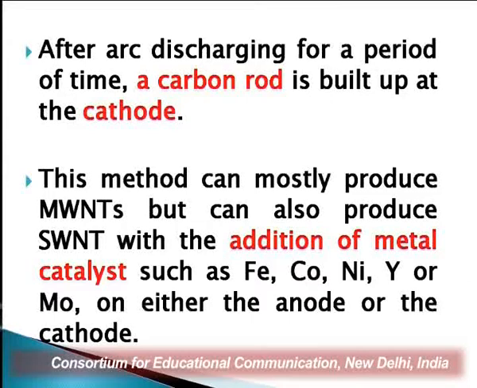This method can mostly produce MWNT, multi-wall carbon nanotubes, but for the production of SWNT, additional metal catalysts like iron, cobalt, nickel, and many more can be attached, can be doped in the anode side.